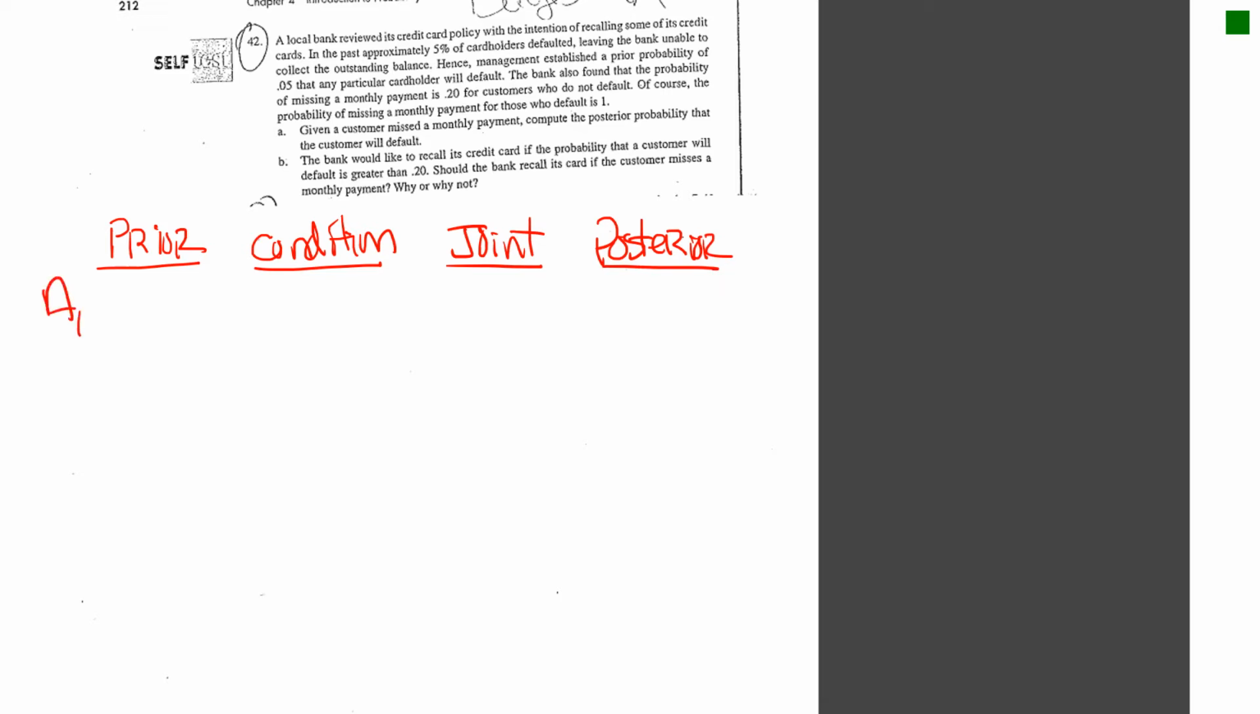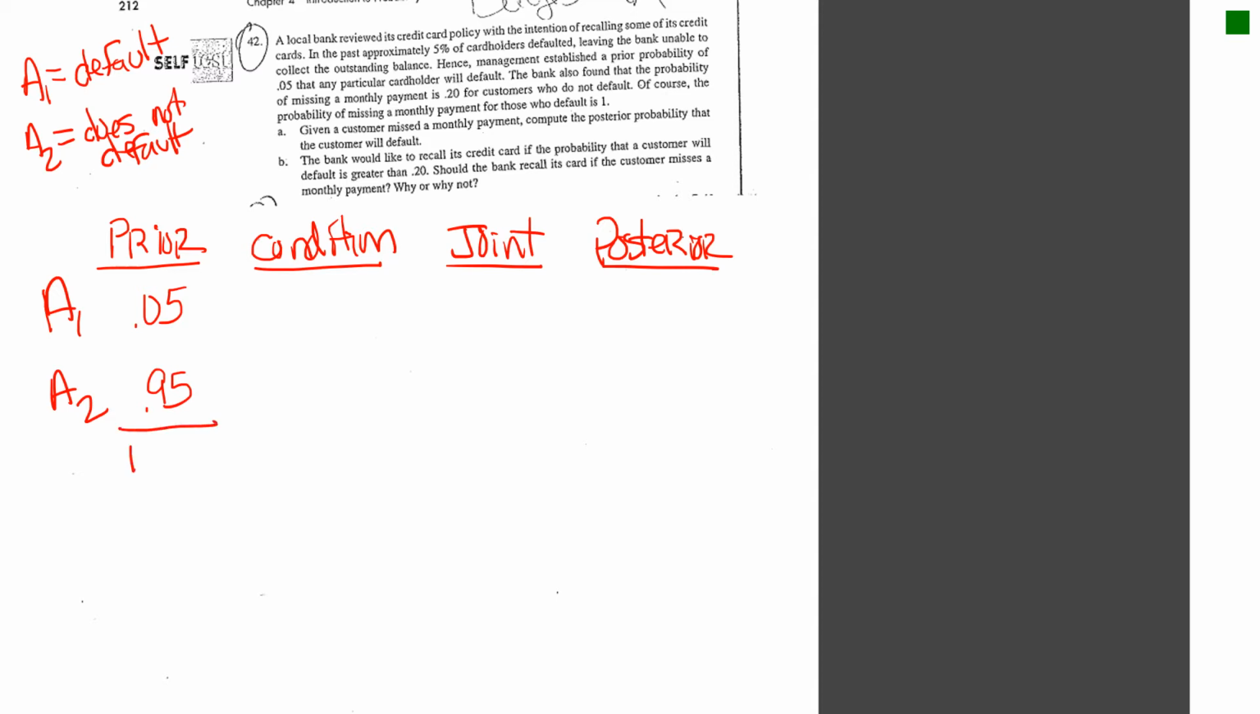Now, in this particular problem, we're only going to have two events. We're going to label these as A1 and A2. And up at the top, just to remind you, A1, when you read through it, is the probability that a customer defaults, and A2 is the probability that they do not default. And so as you read the problem, it says 5% of cardholders defaulted, so that's going to be one margin. And then the other one's going to be the complement. If 5% default, then 95% do not default. And so there's my two margins, okay?